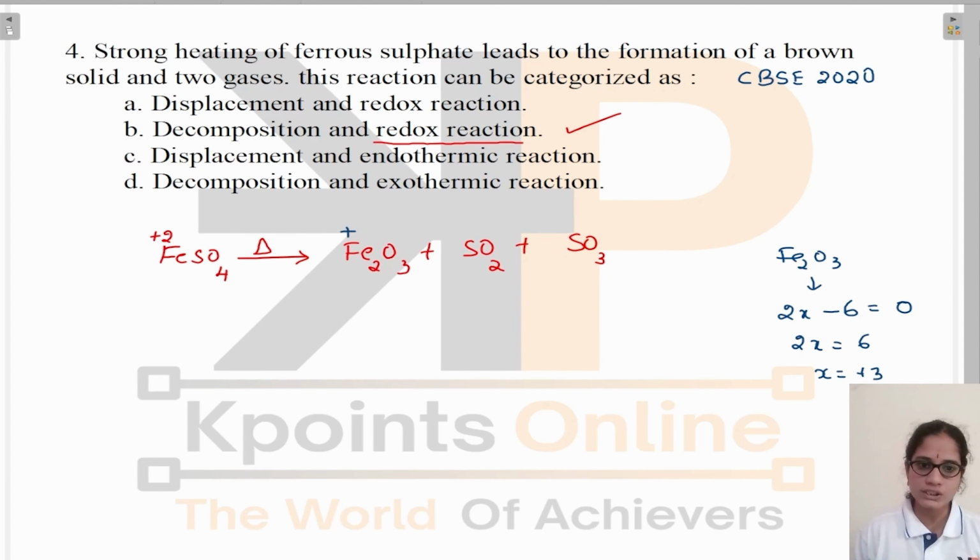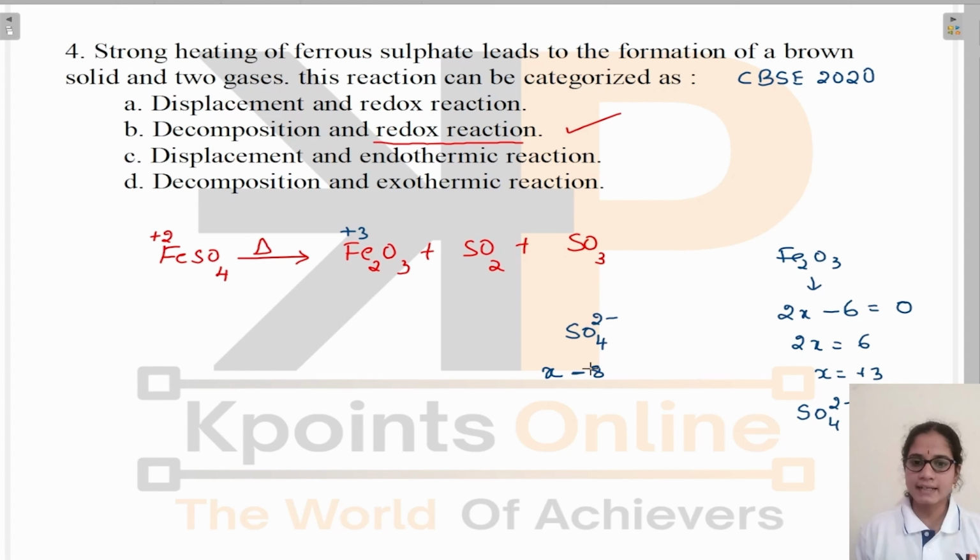So here the oxidation state has changed from +2 to +3, which means it has lost an electron. Okay. Then what about sulfur here? Sulfate anion has charge -2. Let us find out the charge of sulfur here for sulfate. Let us keep X as we don't know.